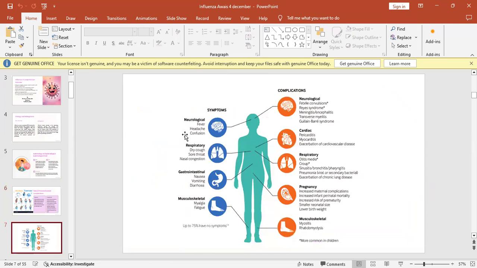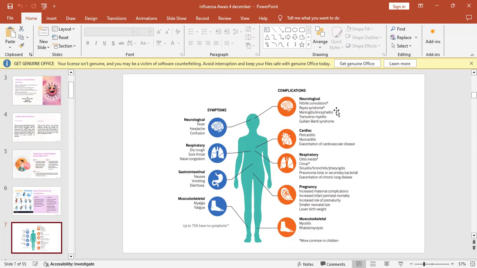These are some of the complications. The neurological ones include confusion, headache, and fever. Respiratory complications include dry cough, sore throat, and nasal congestion. Gastrointestinal complications include nausea, vomiting, and diarrhea. Musculoskeletal complications include myalgia and fatigue. And the complications that it can lead to are febrile convulsions, Reye's syndrome, meningitis, encephalitis, transverse myelitis, and GB syndrome. The cardiac manifestations are pericarditis, myocarditis, and exacerbation of cardiovascular disease. Respiratory complications are otitis media, sinusitis, bronchitis, pneumonia, and exacerbation of existing chronic lung diseases.